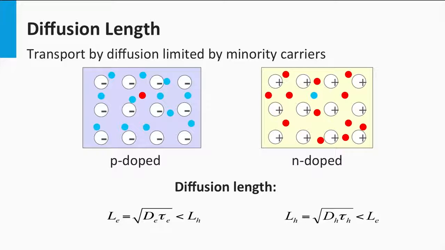Let's consider now n-doped semiconductor materials. The electrons, the red dots, are the majority charge carriers, and the holes, the blue dots, are the minority charge carriers. The electrons have a small probability that they will meet a hole, and therefore the recombination rate is small. On the other hand, the holes have a high probability to meet one of the electrons, as the electron density is many orders of magnitude higher. This means that the recombination rate for the holes is high, or in other words, the diffusion length of the holes, Lh, is shorter than that of the electrons, Le.